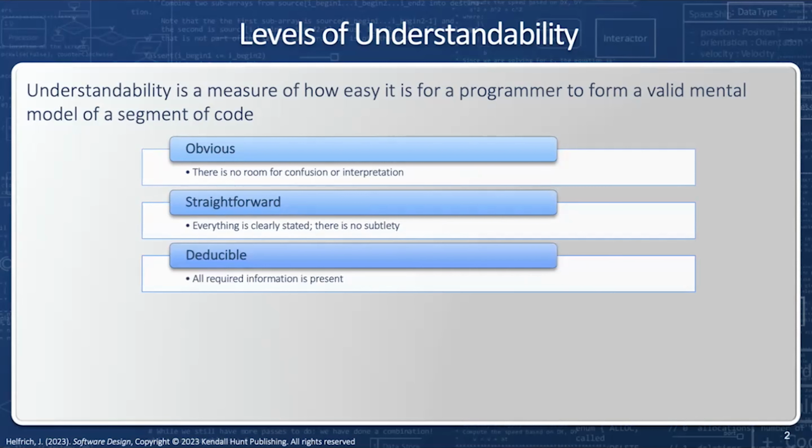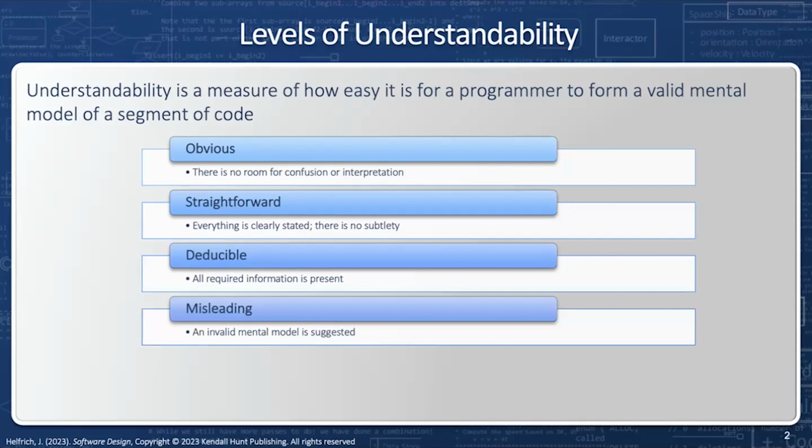One level below that is deducible. All the information is present, nothing is missing, but you may have to use some cleverness or some insight or some intellect in order to piece the clues together. Worse than that is misleading. And here we have something that is lying to you. It could be a variable, it could be a function name, it could be a comment. If there's anything that's lying or misleading, then it is suggesting an invalid mental model.